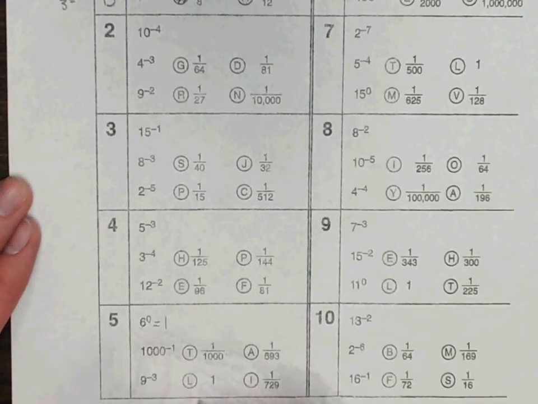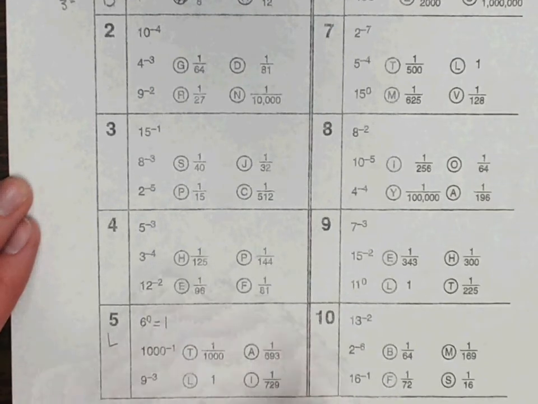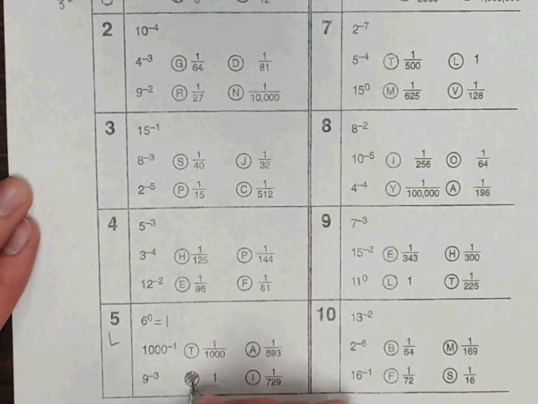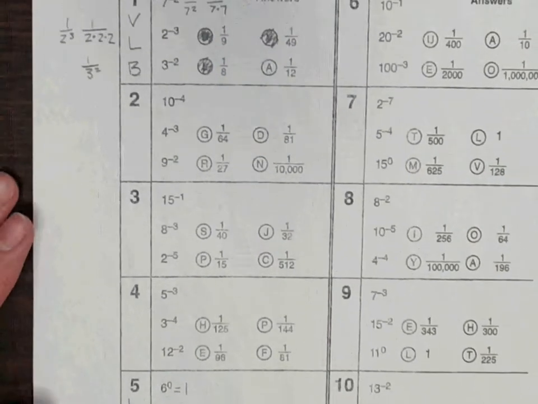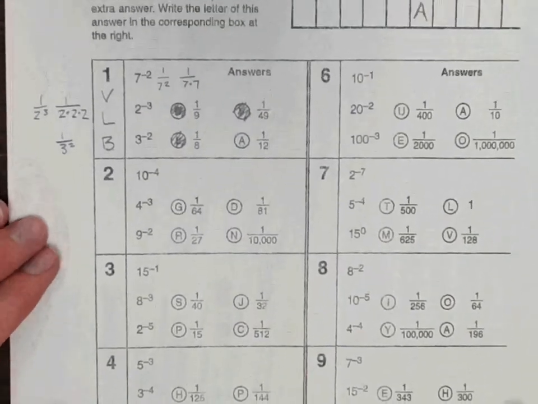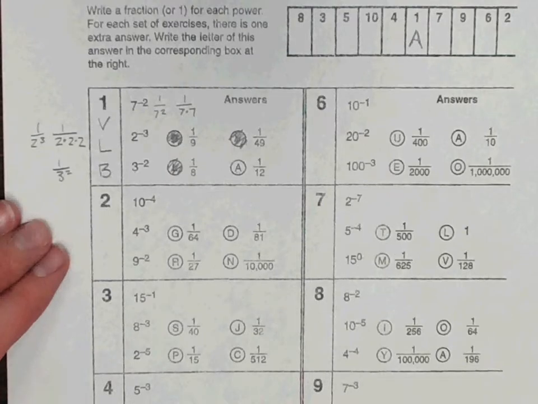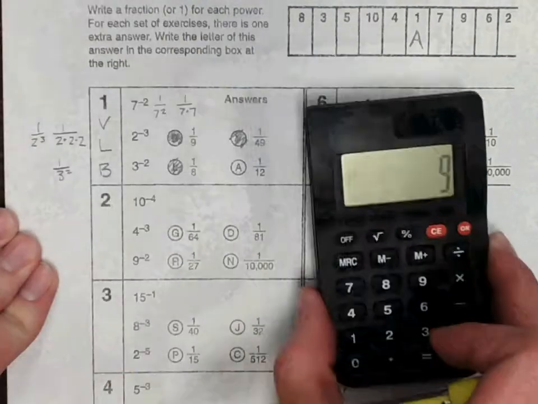So I know that my first one is L, because that's the only one that has 1. So I can cross that one off. So make sure you remember that. That's one of our exponent rules you need to remember. So let's go back up to number 2. See if we can get one.